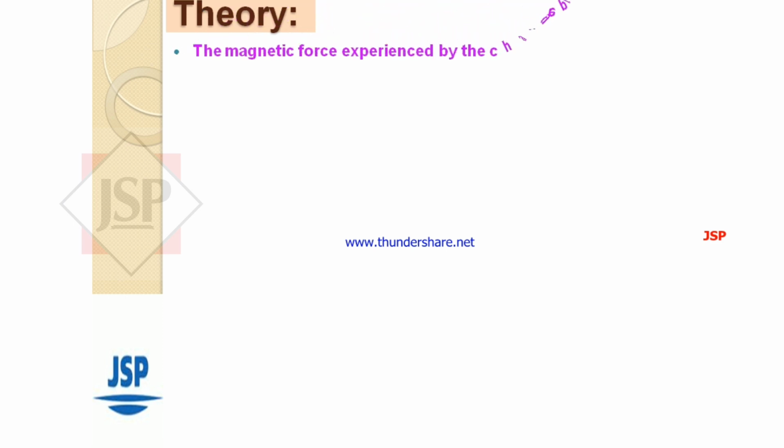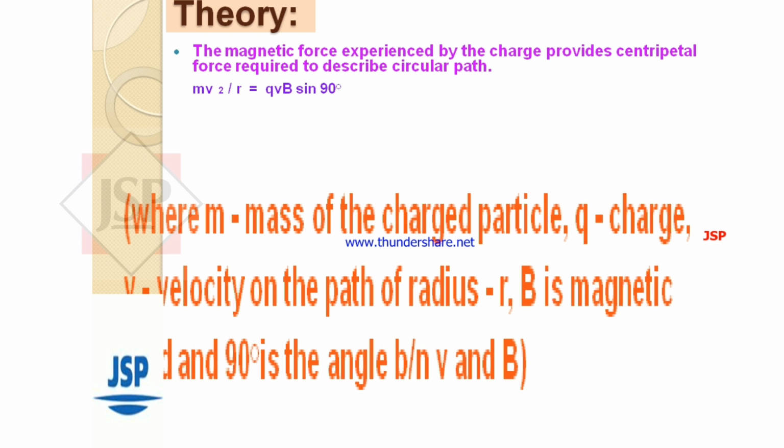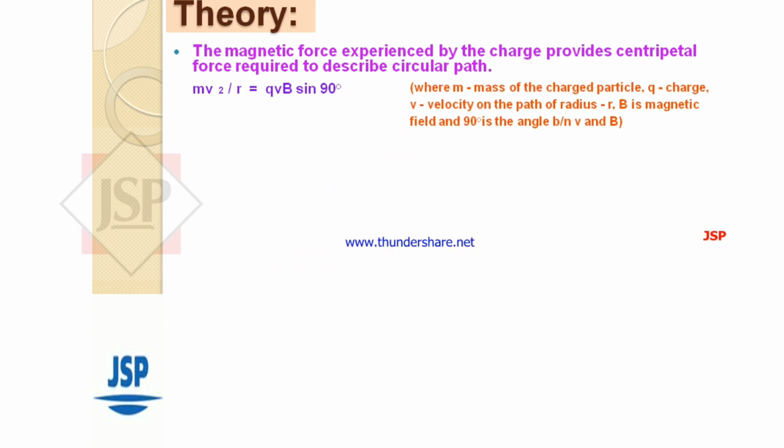Theory: the magnetic force experienced by the charge provides the centripetal force required to describe a circular path. mv²/r = qvB sin 90°, where m is the mass of the charged particle, q is the charge, v is the velocity on the path of radius r, B is the magnetic field, and 90° is the angle between v and B. Therefore, v = Bqr/m.